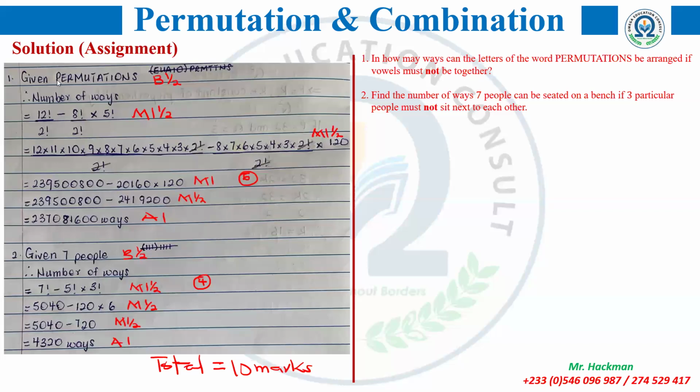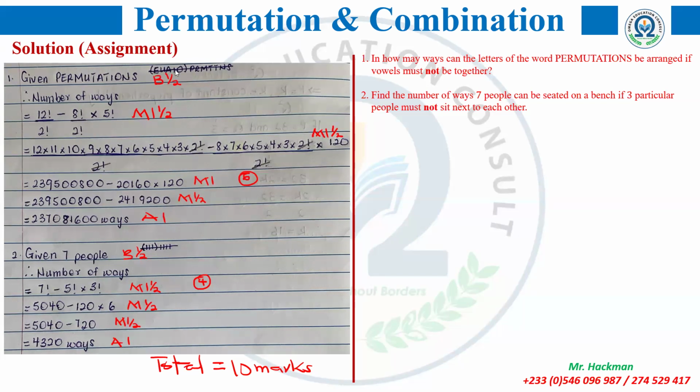For the total arrangement, you count 1, 2, 3, 4, 5, 6, 7, 8, 9, 10, 11, 12. So 12 factorial. Do you have duplicates? Yes, you have 2 T's. Can you see that? So the denominator comes in, 2 factorial. That's it for the total arrangement of the word permutations.